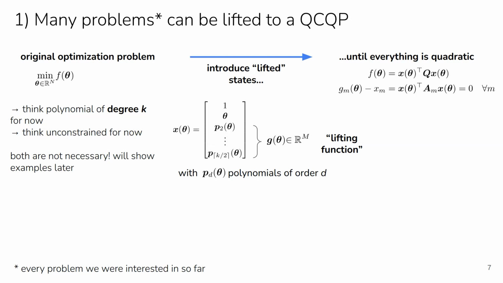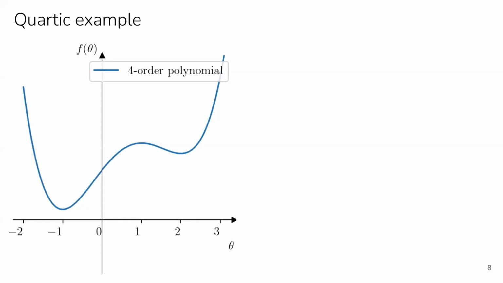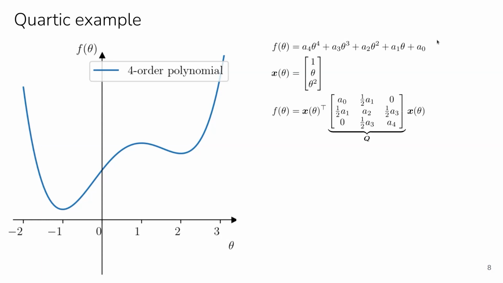And to make this a little bit clearer, I'm going to be using this toy example. This is a quartic polynomial cost function that has one global minimum, one local minimum, and a local maximum here. And in its most general form, you can write it like this. Now we introduce the lifted state vector, where we just have to add the square of theta. And then you can show that f of theta can actually be written exactly like this.